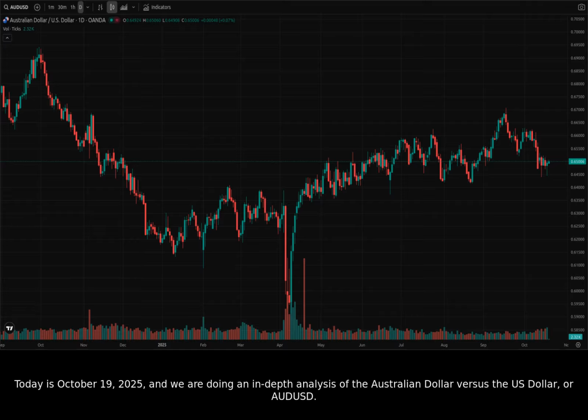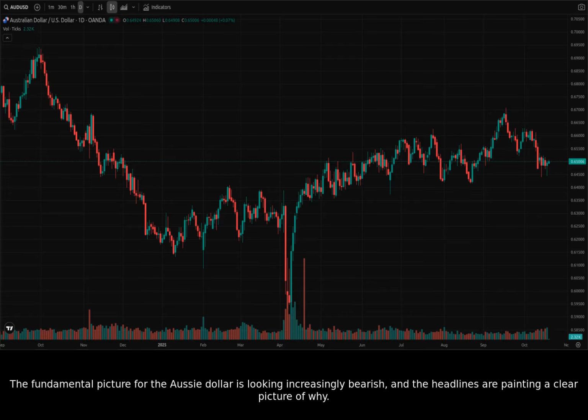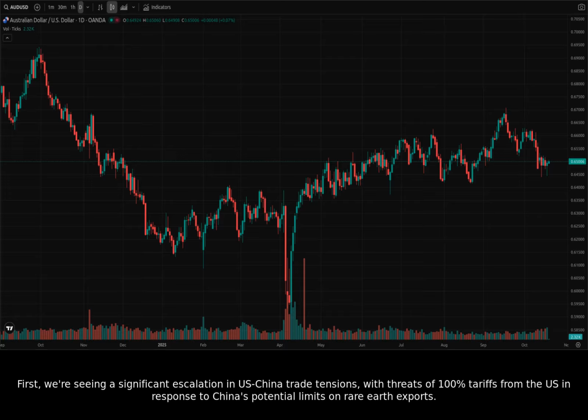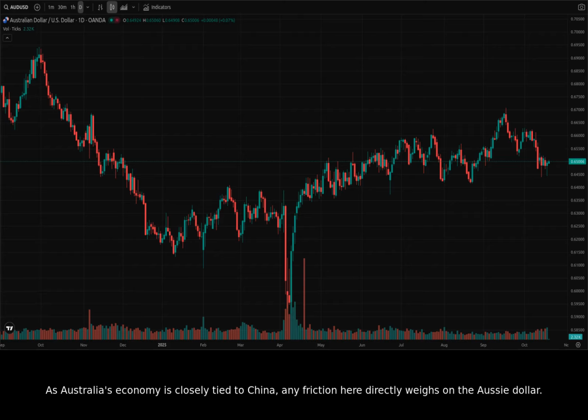Today is October 19th, 2025, and we are doing an in-depth analysis of the Australian dollar versus the US dollar, or AUDUSD. The fundamental picture for the Aussie dollar is looking increasingly bearish, and the headlines are painting a clear picture of why. First, we're seeing a significant escalation in US-China trade tensions, with threats of 100% tariffs from the US in response to China's potential limits on rare earth exports. As Australia's economy is closely tied to China, any friction here directly weighs on the Aussie dollar.